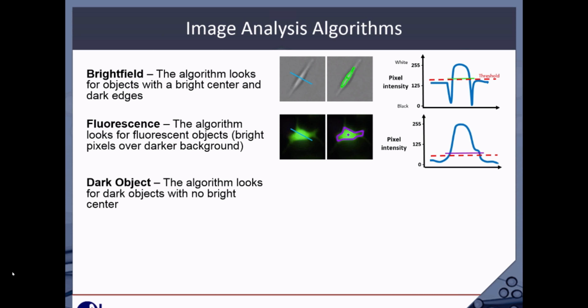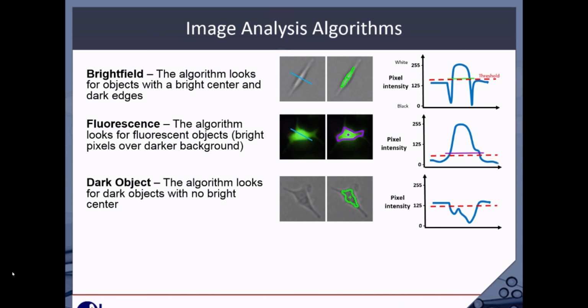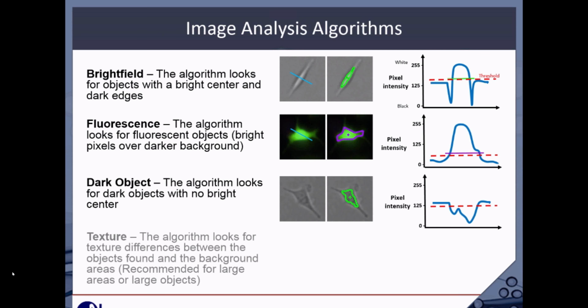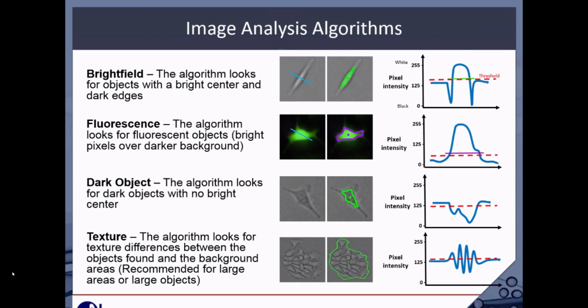Now for dark objects, the algorithm is looking for cells with no bright center, but below the background level. So it would return something similar to this cell. And then the fourth algorithm is the texture algorithm. This is typically used for large objects or confluence areas, which is the application that we'll use today. It's looking for a lot of pixel changes in a localized area beyond the cell size, so beyond maybe 50 or 100 microns. It's going to look for a lot of texture pixel changes.